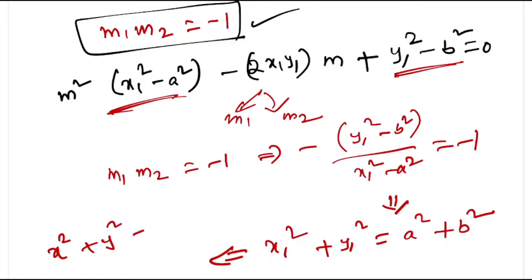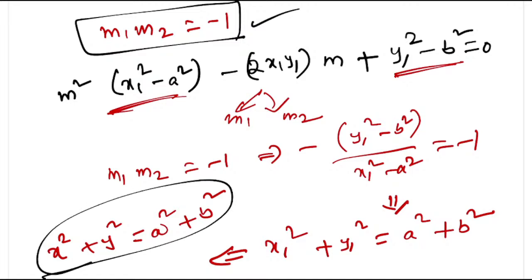It's a circle, same concentric, but the radius is under root of a square plus b square. This is called a director circle. Take it down. This is called a director circle. I hope all of you got this beautiful thing.